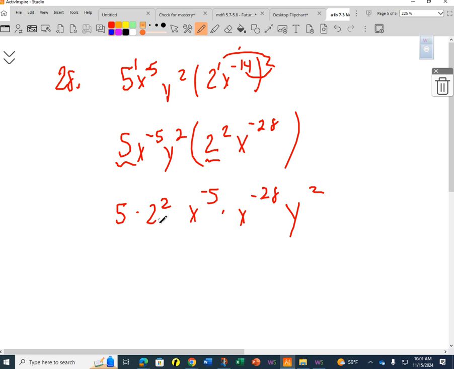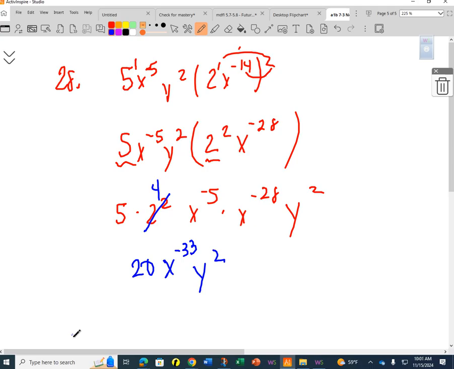So what's 2 squared? What's 2 squared, Brooklyn? Yes, 4. So that's 5 times 4, which is 20. What's x to the negative 5th power times x to the negative 28th power, Ulrich? Yes, x to the negative 33, yes. And we don't have anything else to multiply the y by, so we just bring it down.